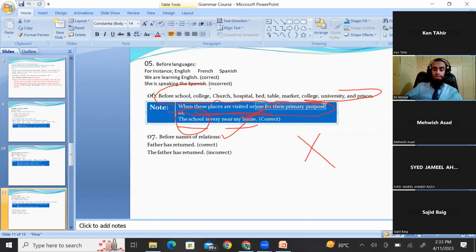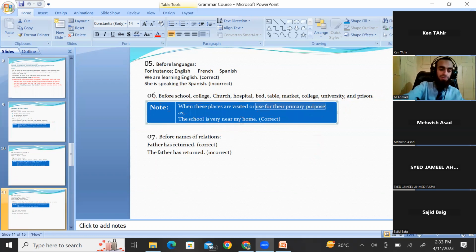Before names of relations, father has returned, you cannot say the father is coming. Brother is looking at me, right? This should be said like this. So before names of relations, we cannot use "the".